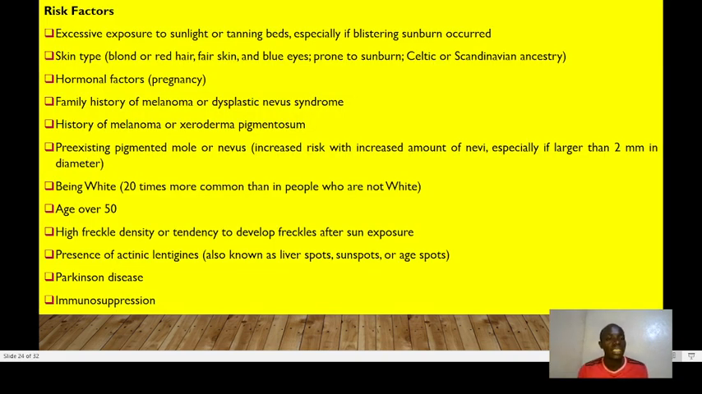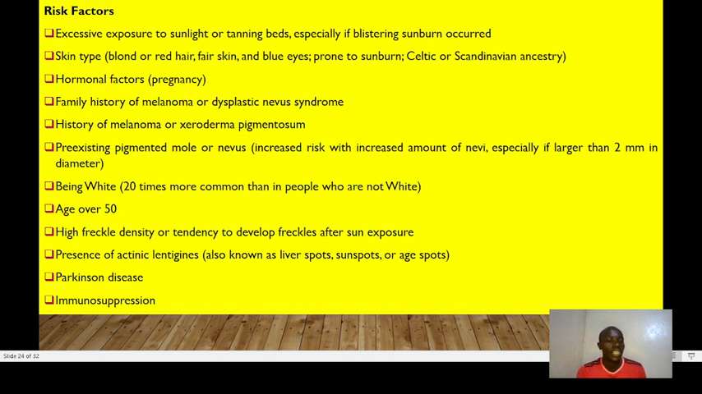Risk factors include excessive exposure to sunlight or tanning beds, especially if blistering sunburn occurred. Skin type could have blonde or red hair, fair skin, and blue eyes. These are prone to sunburn. Could it be Celtic or the Scandinavian ancestry? All these are the risk factors. Hormonal factors, especially in pregnancy, family history of melanoma or the xeroderma pigmentosum, pre-existing pigmented mole or nevus, being white.